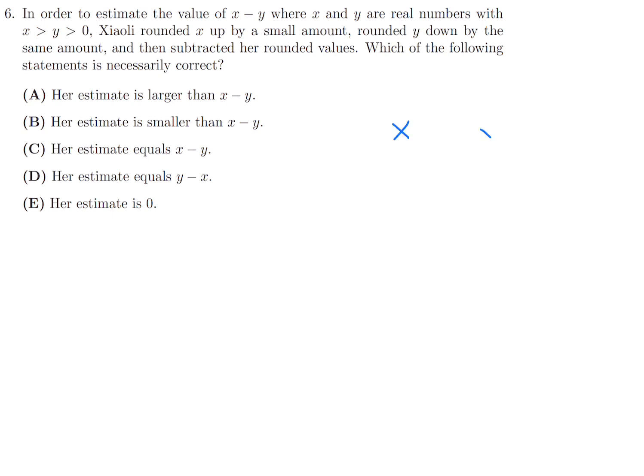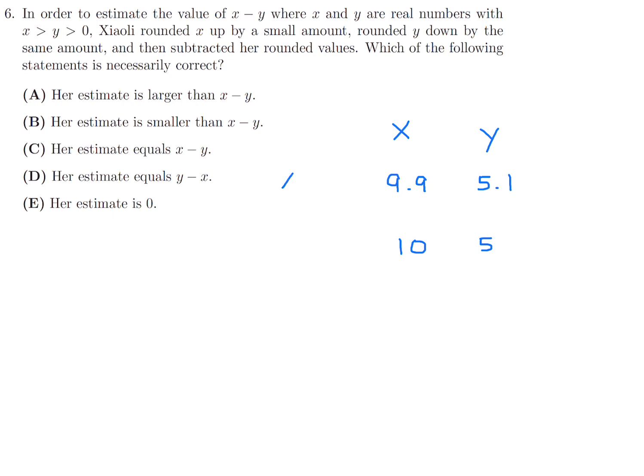We have x, y, and let's give some values, make it easier. Let's just say x is 9.9 and y is 5.1. And then when we round x up by a small amount, we'll round it up to 10. We'll round it up by 0.1. Round y down by the same amount becomes 5. And now we have to figure out what the differences are.